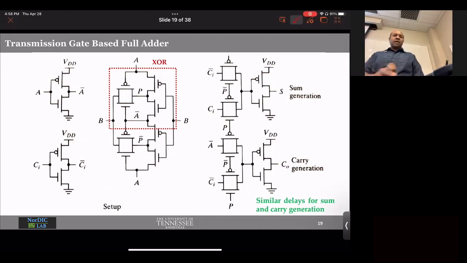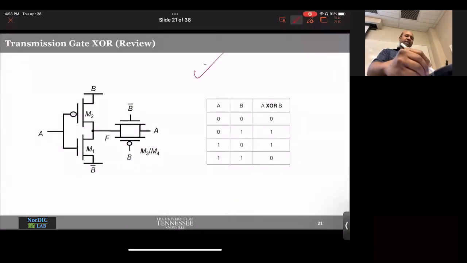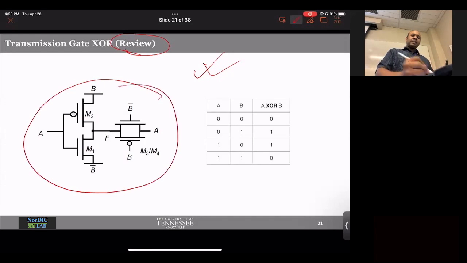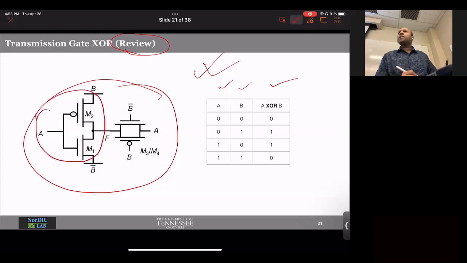Try to remind yourself that we discussed a transmission gate-based XOR design. If you don't remember how that looked, this is how it looked. I have that slide copied here. This is a review, as you see. It's not new. We explained this design with a truth table. Remember? This was the inverter that sometimes works as an inverter, sometimes doesn't.